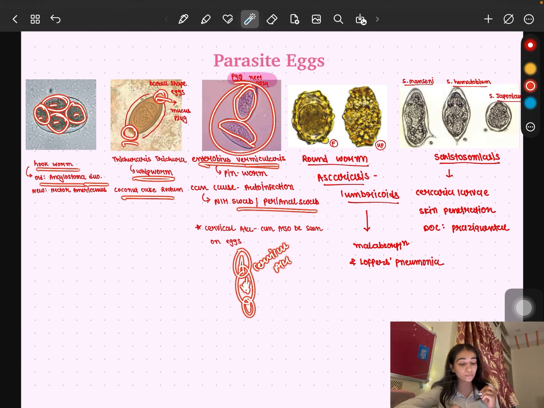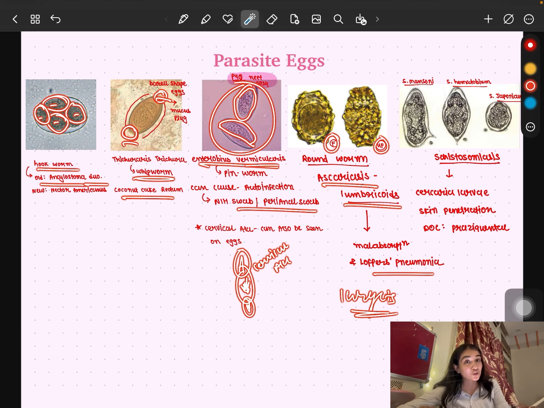Roundworm is Ascaris lumbricoides. It causes malabsorption, and it can also go to the lung and cause Loeffler's pneumonitis, or Loeffler's pneumonia, whatever you want to call it. This is the fertilized egg of roundworm, and this is the unfertilized egg of roundworm, which is Ascaris lumbricoides. Roundworm is the largest one out of all the nematodes.